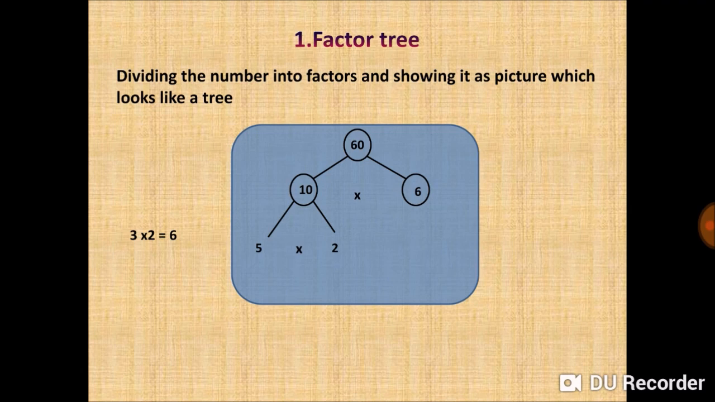So I want to divide 6 also into 2 factors, that is 3 and 2. I will write that also in similar way. 3 multiplied by 2. Okay, and to complete the factor tree I will make circles around each factor. I am also writing one more multiplication sign here in between. You will come to know what is the significance of that in the next slide.